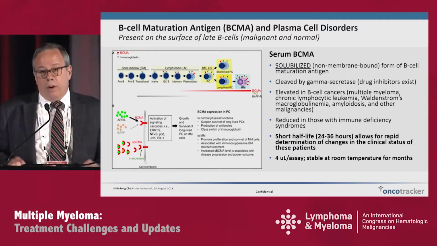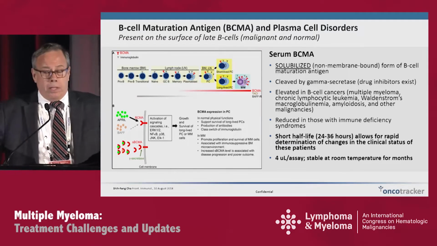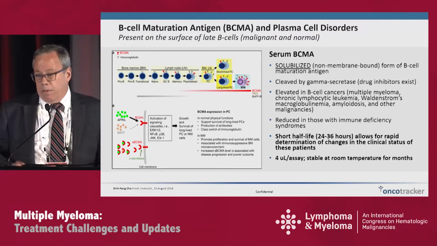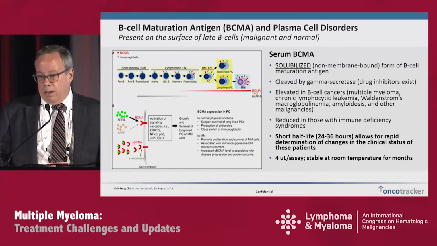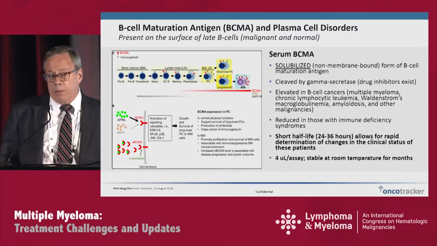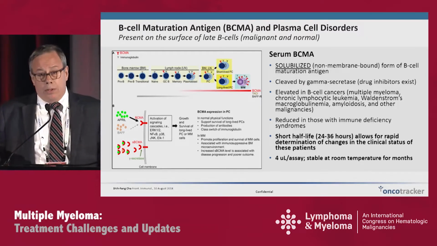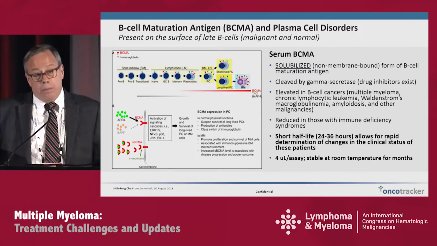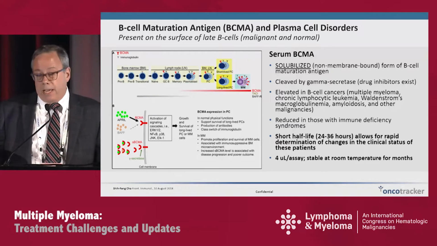We've shown over the last few years that in late B-cell disorders and malignancies, the level is elevated, including myeloma, CLL, Waldenstrom's, amyloid, and other diseases as well. We've also just published data in collaboration with a group at Mount Sinai that the levels indeed are extremely low in patients with primary immune deficiencies, those patients with common variable immune deficiency, as well as patients with X-linked agammaglobulinemia.